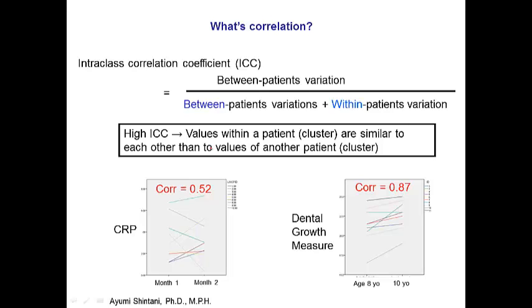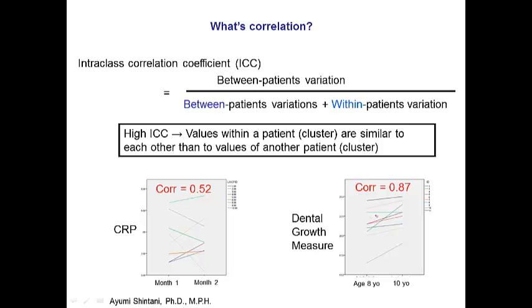Intraclass correlation coefficient. The general term for that is correlation, so correlation between two measurements, in this case dental growth measure between age 8 and age 10. And you can say correlation is much greater when you have a lot more between patient variation than within patient variation. The special terminology for that correlation coefficient is the intraclass correlation coefficient. ICC is really the ratio of between patient variation divided by total variation, which is between patient variation plus within patient variation. Therefore, when the between patient variation is a lot larger compared to within patient variation, you can say there is a high correlation.